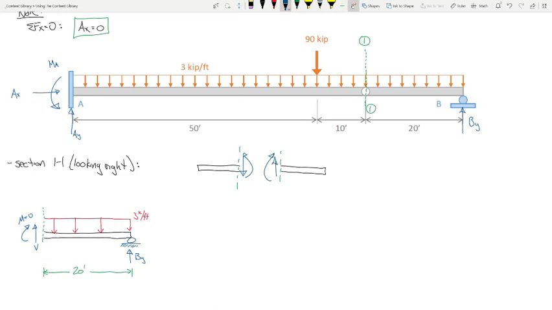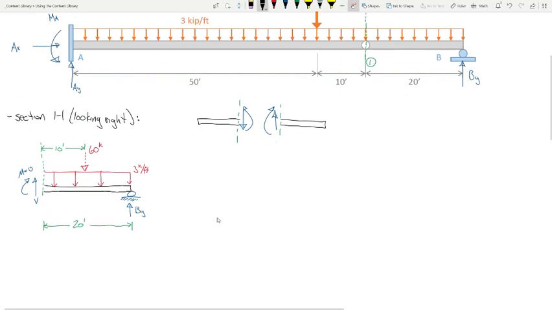Okay? Now, distributed load, collapse that into a concentrated load, and how much is that? 60. And from our cut, 10 feet. There we go. Now we're getting somewhere.